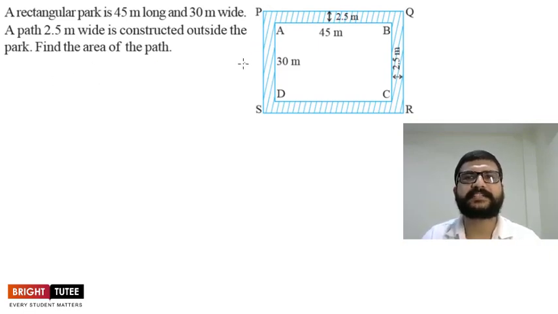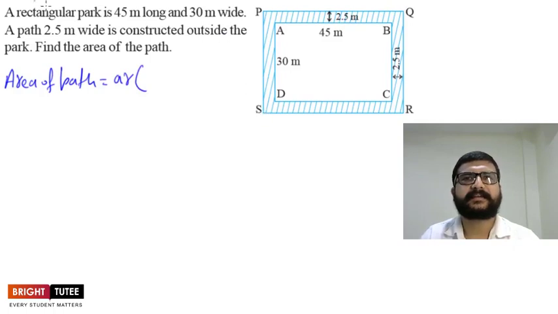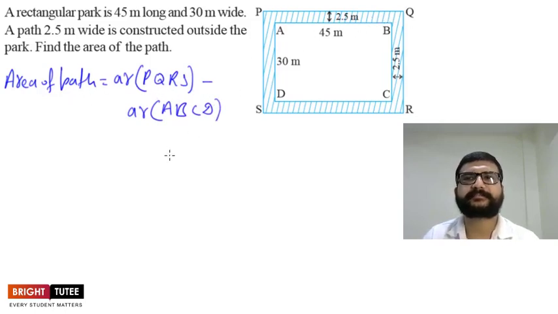Now how can we find the area of the shaded region? So here we can see area of path is equal to area of outer rectangle, that is rectangle PQRS, minus area of inner rectangle, and that is rectangle ABCD. By doing this, we can get the area of the path or the shaded region.